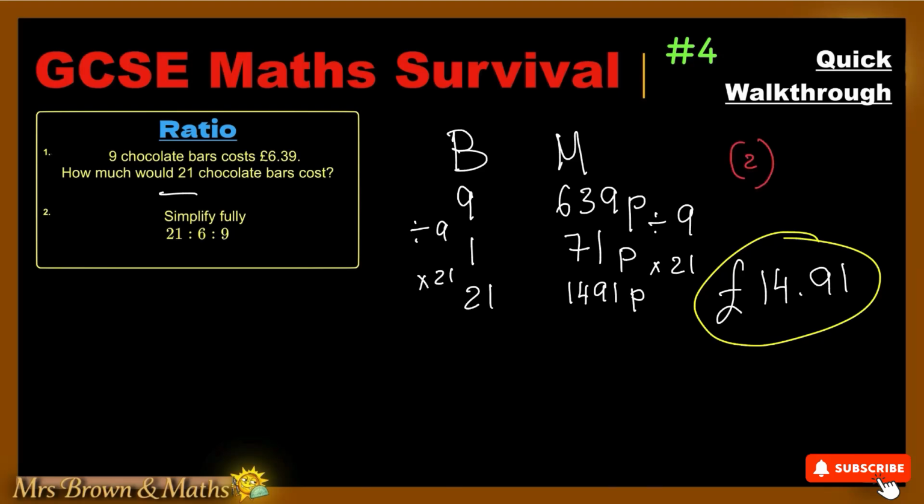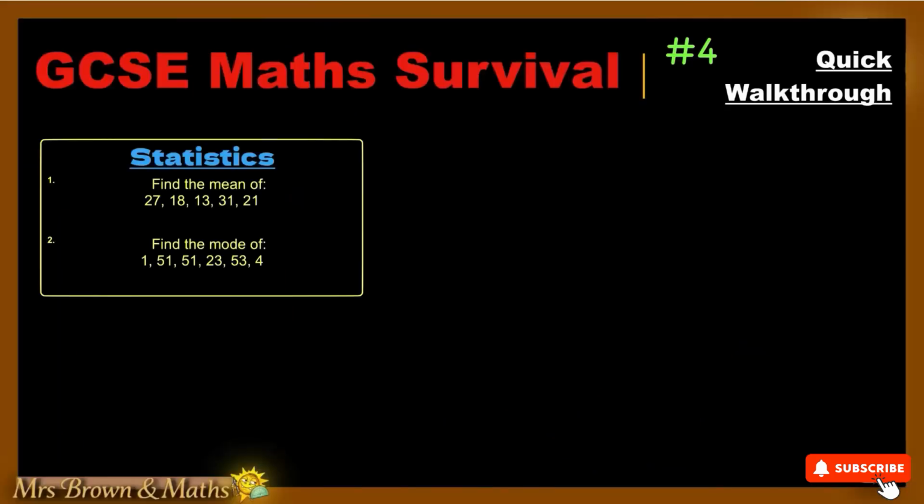Question 2. Simplify. 1 mark question. The highest common factor for all these numbers is 3. So divide each part by 3. The simplified ratio is 7 to 2 to 3.